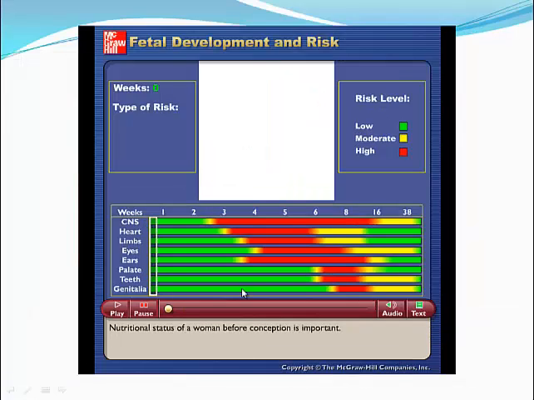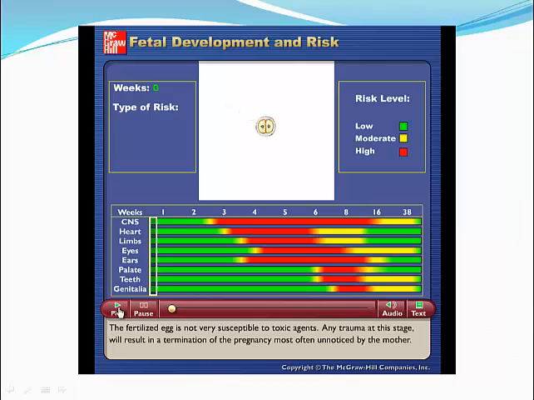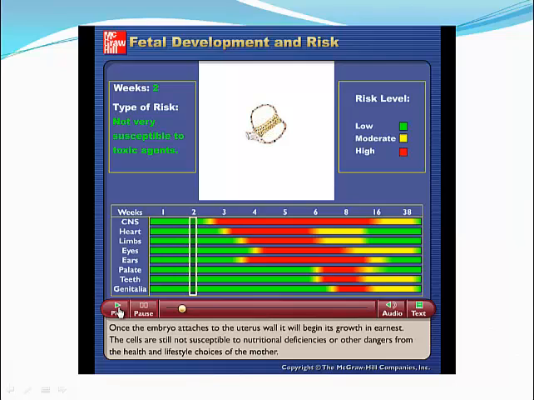Nutritional status of a woman before conception is important. The fertilized egg is not very susceptible to toxic agents. Any trauma at this stage will result in a termination of the pregnancy, most often unnoticed by the mother. Once the embryo attaches to the uterus wall, it will begin its growth in earnest. The cells are still not susceptible to nutritional deficiencies or other dangers from the health and lifestyle choices of the mother.